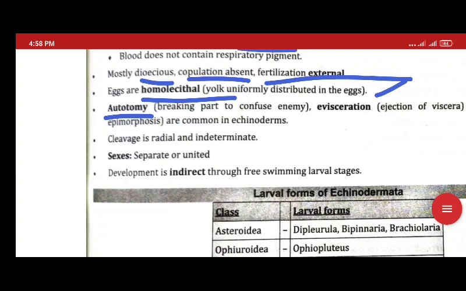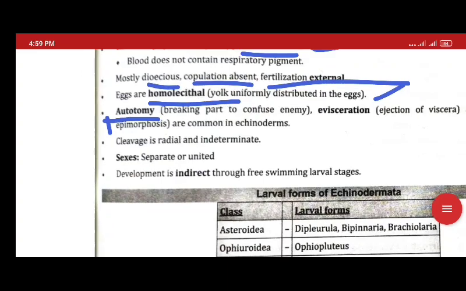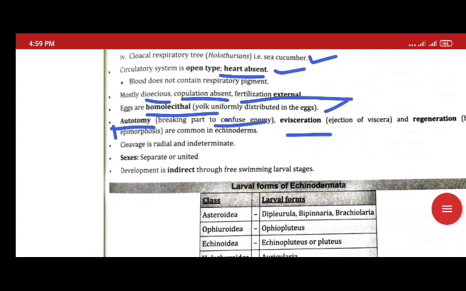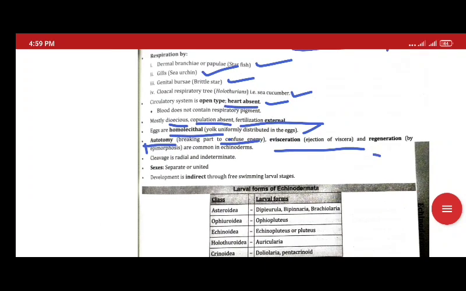Autotomy means, like in a lizard, it breaks its tail to escape from the enemy. Evisceration means excretion of viscera, and here regeneration also occurs. I have told you that regeneration by epimorphosis means regenerating the lost part.